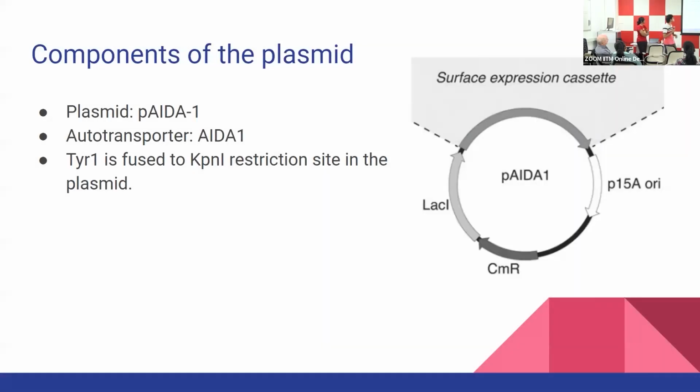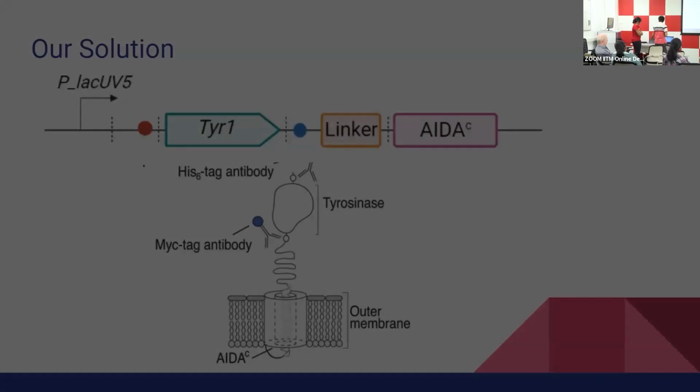Right, so the way we're going to be doing this is through a plasmid, engineering the E. coli cell. So we're taking a plasmid, pADA1, and in this plasmid we're encoding for tyrosinase, which is fused to a KpnI restriction site in the plasmid. And this is linked to an autotransporter called ADA1. Now, this autotransporter is what's going to be carrying it to the surface of the cell, which is where the tyrosinase will be expressed.